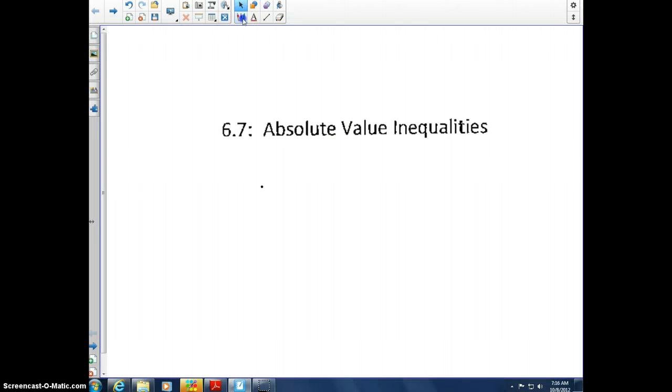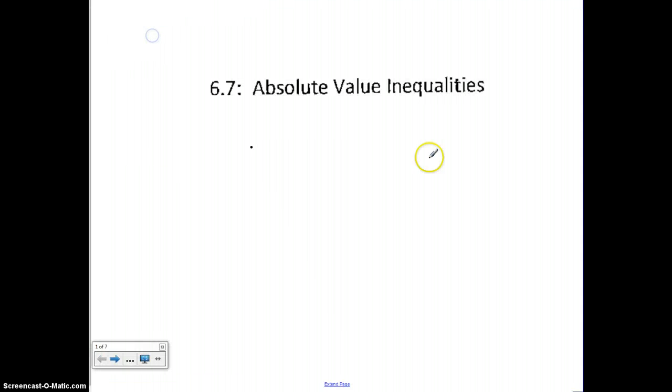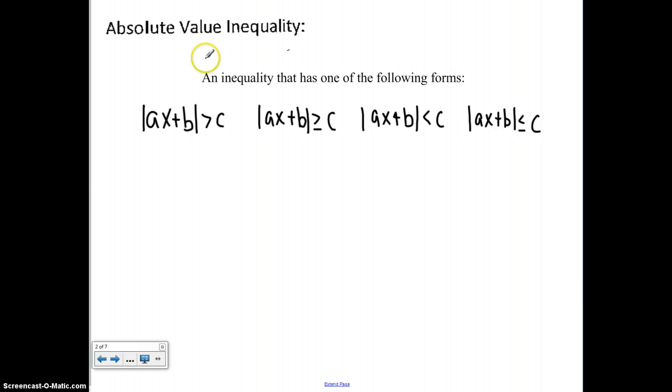Well, today, class, we want to learn about the idea of solving absolute value inequalities. In order for us to be able to do that, we need to understand what an absolute value inequality is. It's an inequality that has one of the following forms. So we could have the absolute value of ax plus b is greater than c, or the absolute value of ax plus b is greater than or equal to c, or the absolute value of ax plus b is less than c, or the absolute value of ax plus b is less than or equal to c.